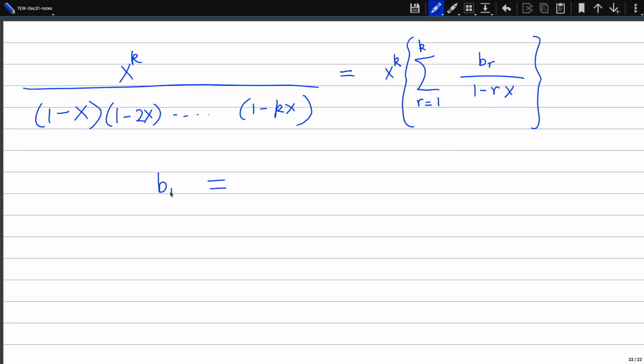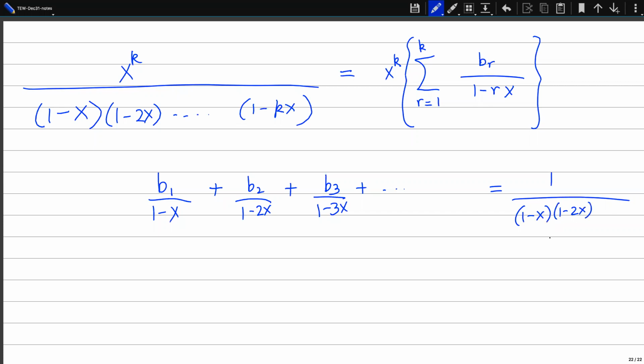So b_1 is like this, right? b_1 over 1 minus x. So this is what the partial fractions, plus b_2 over 1 minus 2x, b_3 over 1 minus 3x, and so on. And that is equal to 1 over (1 minus x)(1 minus 2x) till (1 minus kx). So this is what I'm trying to solve.